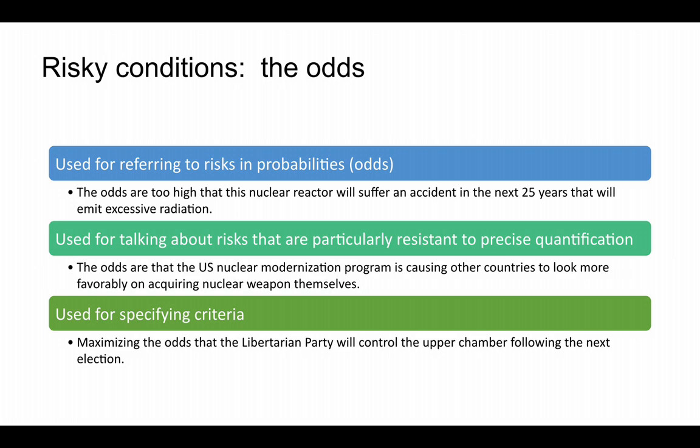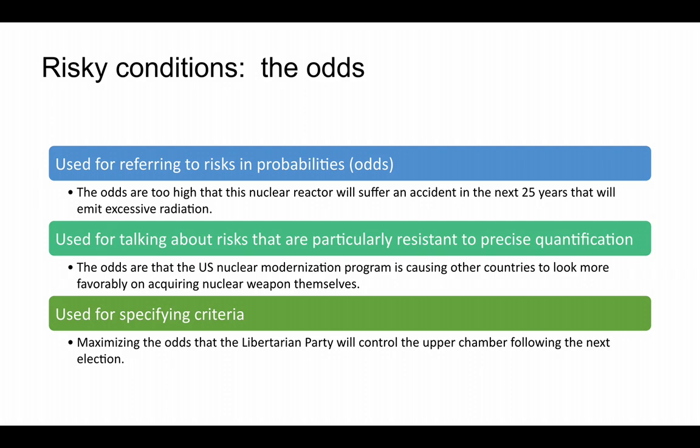So then we need to think about the odds, the probabilities, used to referring to risks in probabilities, right? So you may say the odds are too high that this nuclear reactor will suffer an accident in the next 25 years that will emit excessive radiation. Now this is the odds are too high, okay? And it can be used for talking about risks that are particularly resistant to precise quantification. Sometimes you just need to guesstimate it.